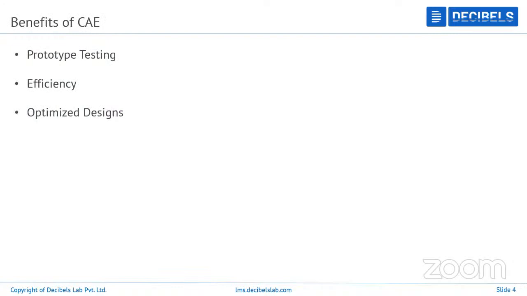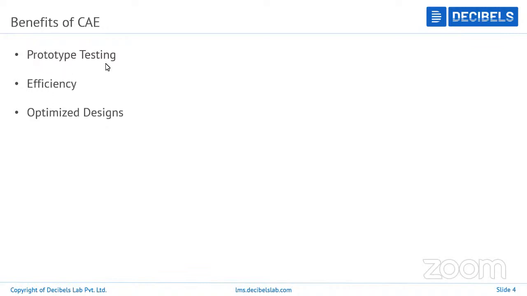Next is, what are the benefits of CAE? Since we are discussing CAE, we should know the benefits. In a practical sense, if you are buying any software, first we look at what the benefits of the software are. As I said, CAE is occupying all over, including mobiles, the medical field, and the complete automotive field, so we should know why. These are the main reasons why they are shifting to CAE: prototype testing, efficiency, and optimized designs. We will discuss them one by one in each slide.